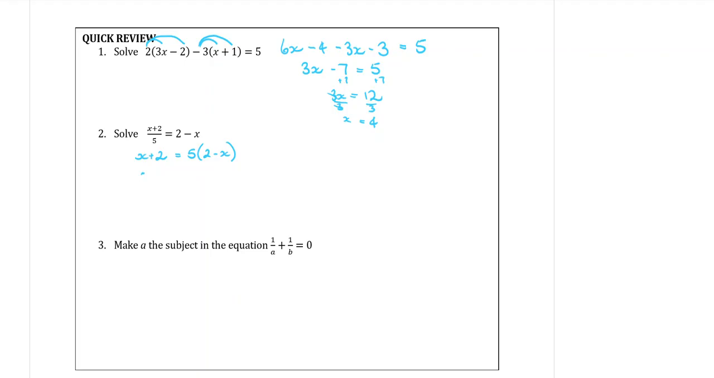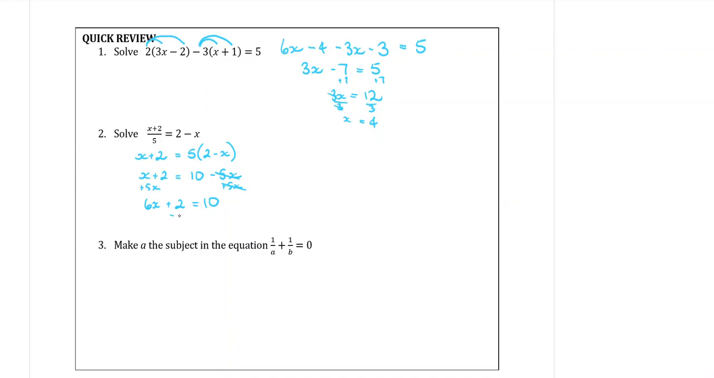Then I can expand out the brackets. 5 times 2 is 10, and 5 times x is 5x. Now I can finally take this 5x here, which is negative. I'm going to add 5x so that I can collect up the x terms. x plus 5x makes 6x plus 2 equals 10.